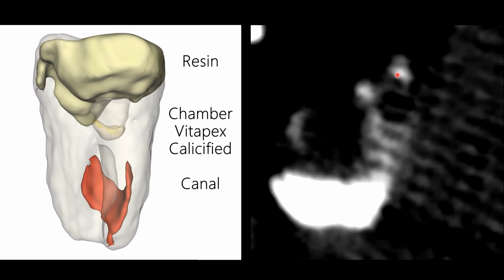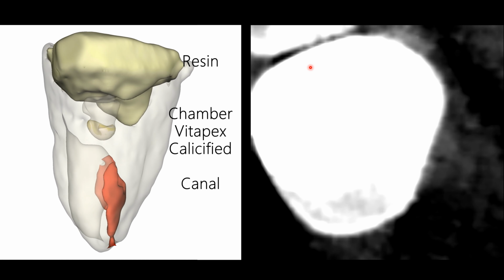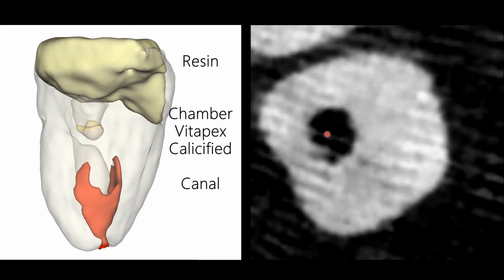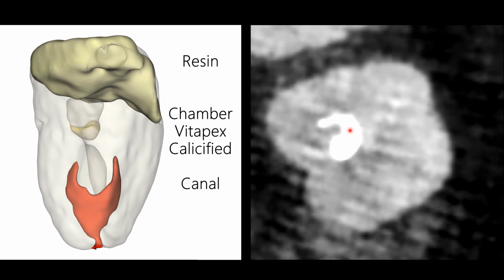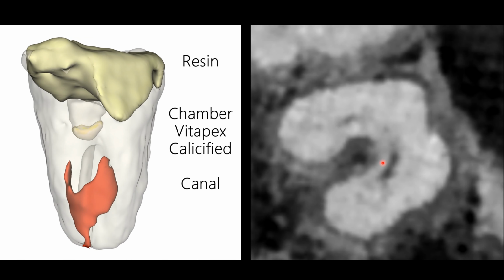And we can see the CBCT 2D image here. This is the crown with resin, and this is the chamfer, which I opened. And this is the Vitapex. And you cannot see the canal here and emerge here.